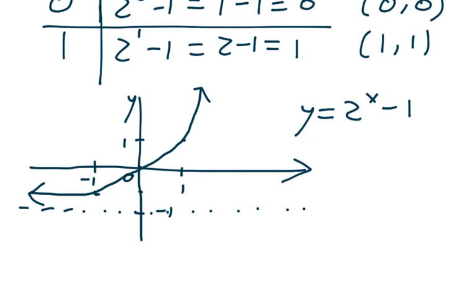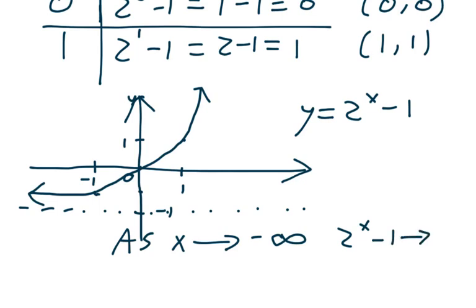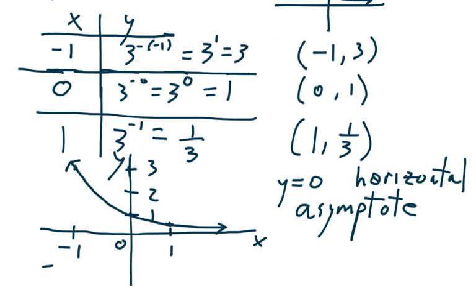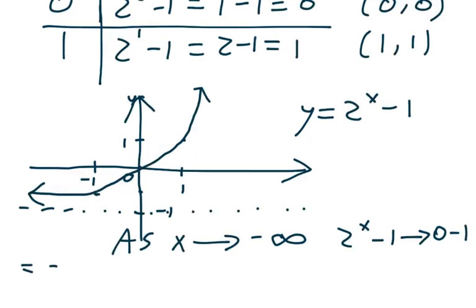Now, why do we care about that? Well, hopefully you can see from the graph that if we let x go to minus infinity, 2 to the x we know is going to go to 0. So 2 to the x minus 1 is going to go to 0 minus 1, which is minus 1. And what I'm trying to show you, hopefully you can see from the graph, is that y equals negative 1 is now a horizontal asymptote.